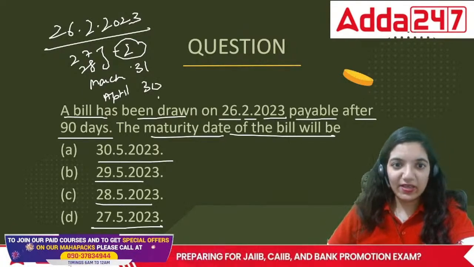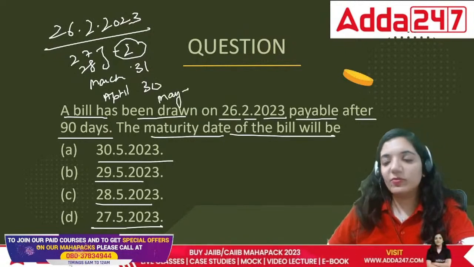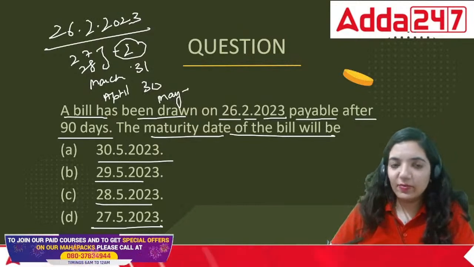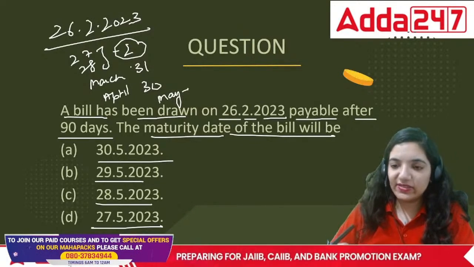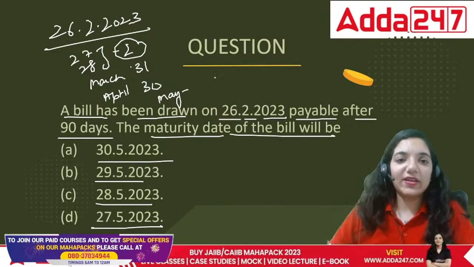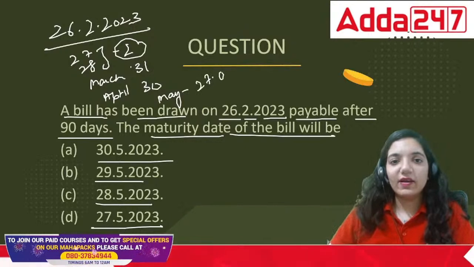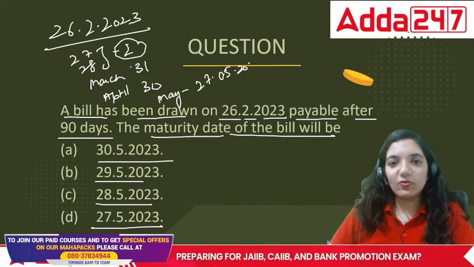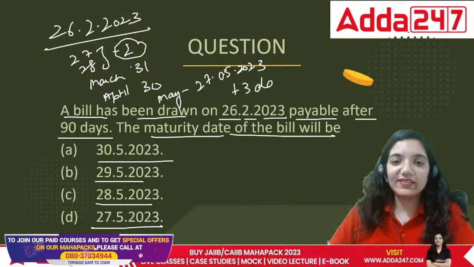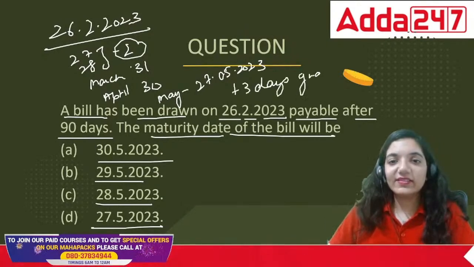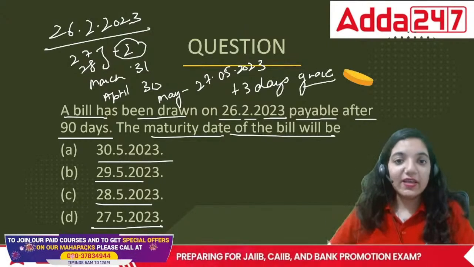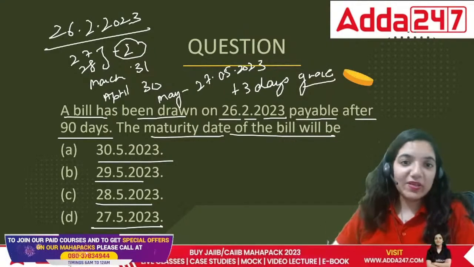That means somewhere in May we are supposed to pay it off. That will give us 30 days plus 31 days plus 2 days. We have got 63 out of 90. Technically on 27th of May our 90 days are over. After our 90 days are over, we will also have to give 3 days grace, isn't it? That is called the grace period, the time period that you give to the other person in order to recover the money.